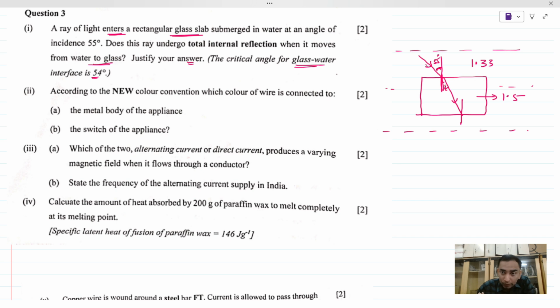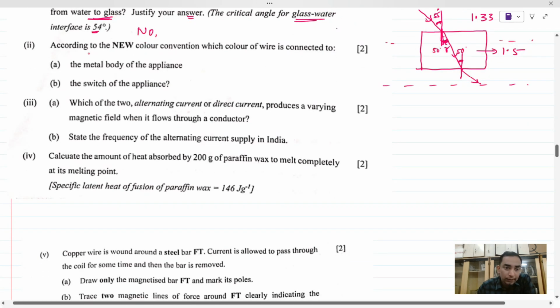But for that we will have to calculate the angle of refraction, and certainly this angle of refraction is going to be less than 55. Correct. And if it decreases too much, say 50 degree, and the critical angle is 54 and this angle is 50, then it will definitely go out. So in my opinion, I should be saying no, because the ray should go from denser to rarer medium to undergo TIR. Here it is going from rarer to denser. See, it is saying, does this ray undergo TIR when it moves from water to glass? That's not possible. Right? Okay.